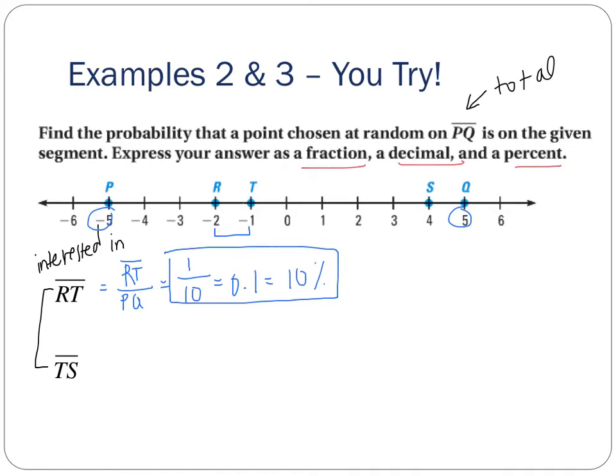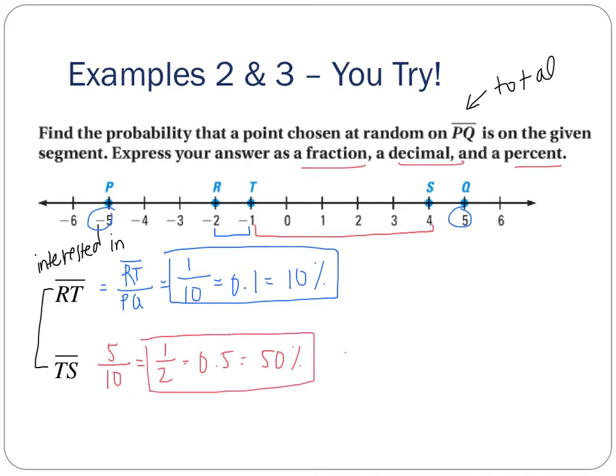Now TS is this one right here. It's -1 to 4. That's 5 units long. The total PQ is still 10. Simplifying, this is 1/2. 1/2 as a decimal is 0.5, which is 50%. So the probability that a point is on TS is 50%. Now looking at our two probabilities, 0.1 versus 0.5, 0.1 is close to 0.